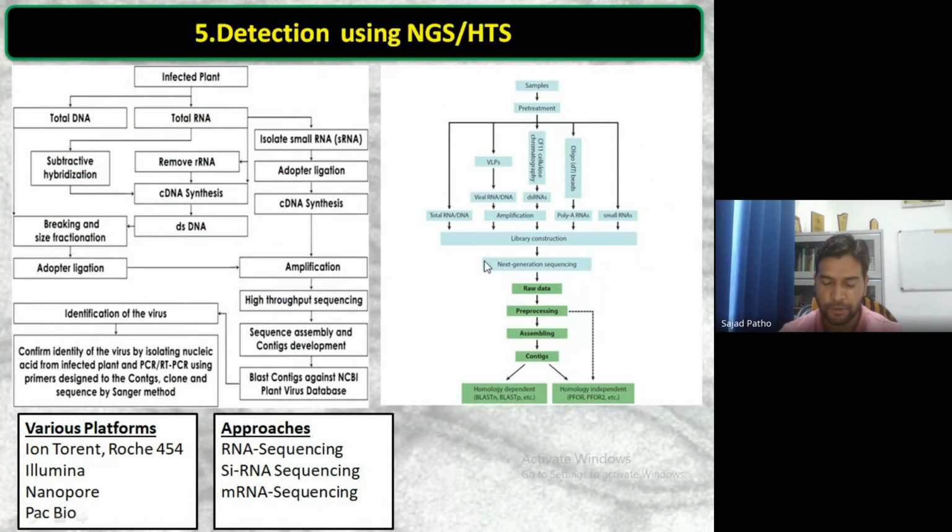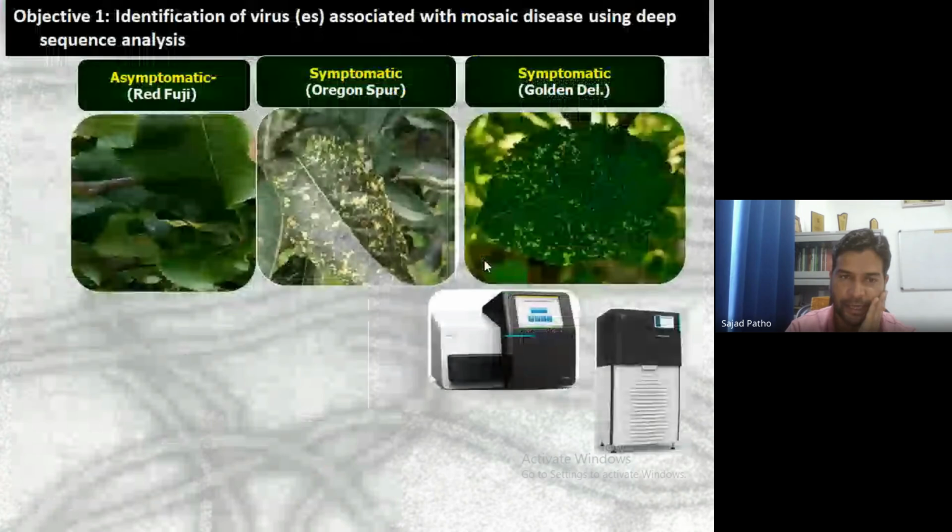Then the most important approach is NGS, the next generation sequencing approaches, or high throughput sequencing approaches. Mostly we use these approaches in viruses. For example, we get a type of symptom and we don't know what actually caused it. So what we will do is take the sample. I can show you here.